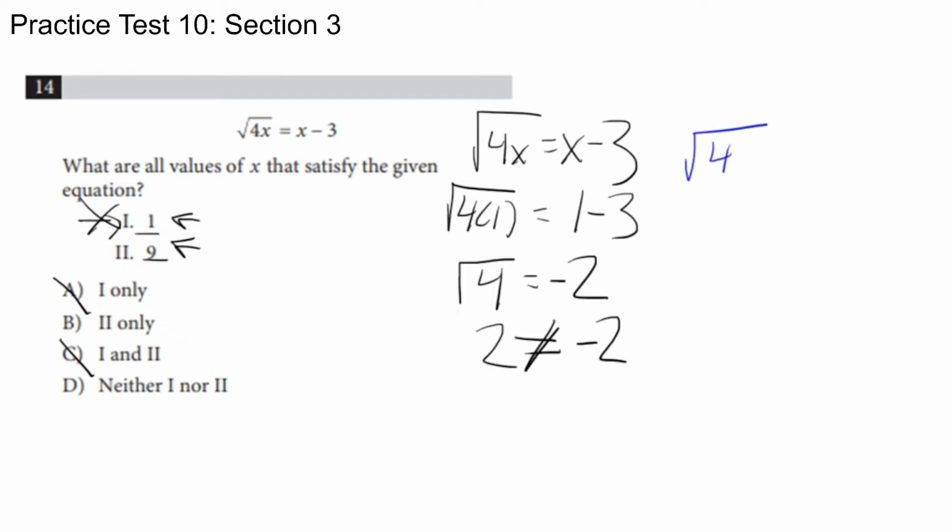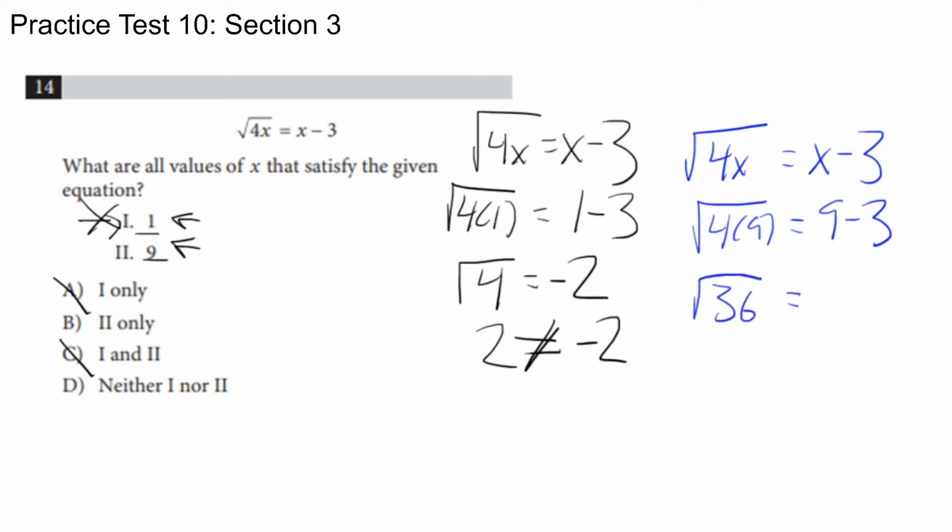Next, I'm going to try the value of 9. So again, I have the square root of 4x is equal to x minus 3. So the square root of 4 times 9 is equal to 9 minus 3. 4 times 9 is 36. 9 minus 3 is 6. The square root of 36 is 6, right? So when I have a value of 9 for x, my equation works. So my answer is going to be B, 2 only.